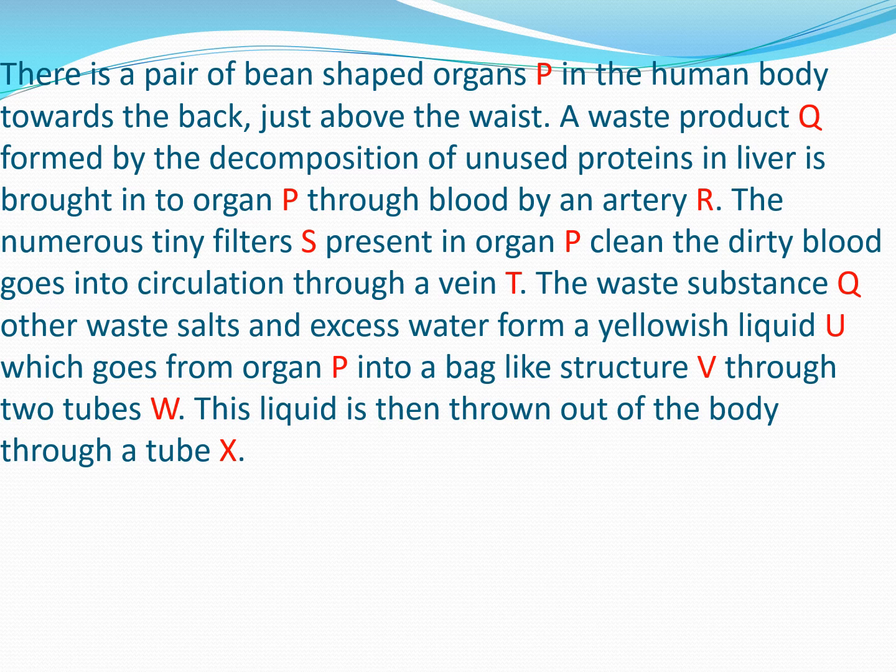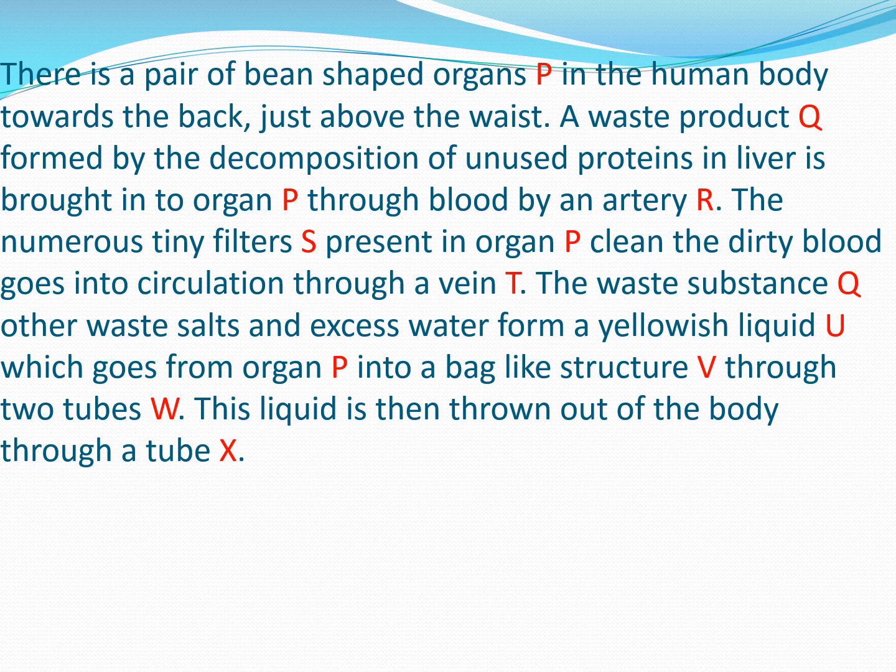Okay, so a waste product, bile pigments, formed by the decomposition of unused proteins in liver is brought into organ P, means organ kidney, through blood by an artery R. So the blood vessel which is reaching the kidney is a renal artery. So R is a renal artery. The numerous tiny filters S present in organ P. Organ P means kidney. So kidney possess numerous tiny filters. They are called nephrons. So S is nephron.